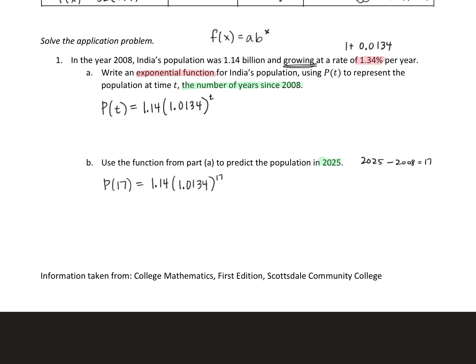So put that in your calculator. And when I put that in my calculator, I got 1.43 rounded to the nearest hundredth. So this is our estimate for population. So 1.43 billion people would be our estimate.